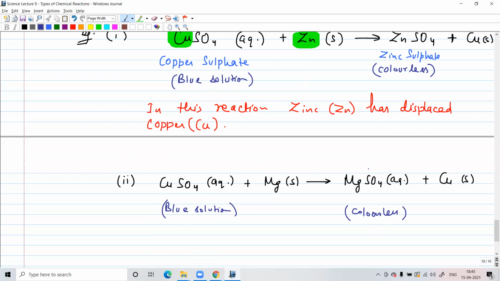Sir, like you said, when copper sulfate is added to magnesium, that liquid will convert into magnesium sulfate. Yes. Then copper will become crystals. Yes, it will be released. It will be solid. Magnesium will take the place of copper, and the copper that comes out will be solid. It's a reddish brown color. Okay. Same thing here also.